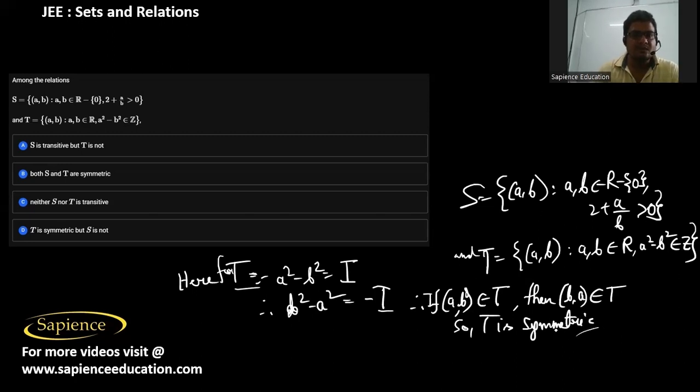So we have to find which one is symmetric and which one is transitive. Since it means reflexive, we don't have to check. Now for S, 2 plus A by B should be greater than 0. So it means A by B should be greater than minus 2. It means B by A should be less than minus half.